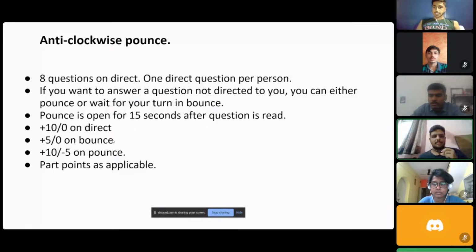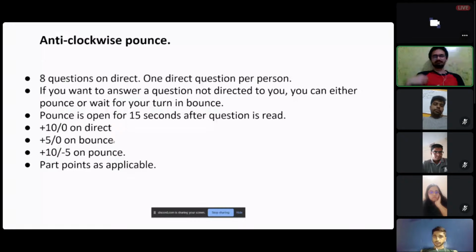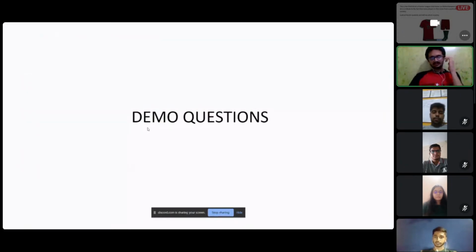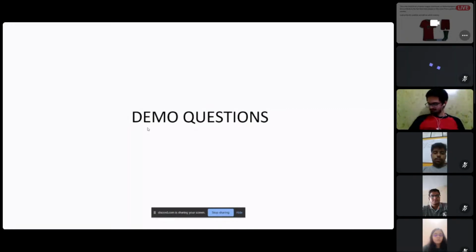But if I ask you directly or through a bounce, and you answer it wrong, then there are no negative points for that. It's visible on the screen right here. Okay. These are the points of round 1 or round 2? No, these are points of demo questions. That's just to verify. Both the questions or just the first question? No, both are demo questions. Then we start with the normal rounds.